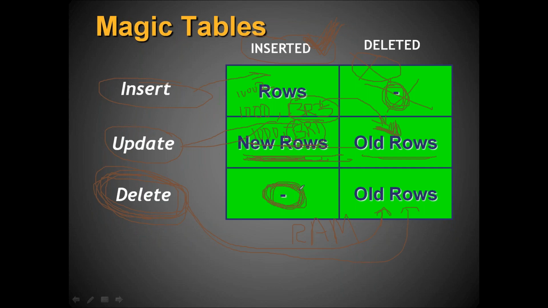We are going to have some backup. If you delete the new rows, then we still have the old rows, so we have a backup of the rows for triggers. Understand, guys, what I'm trying to say? So this is about the magic tables. You need to understand these very beautiful things about the magic tables.